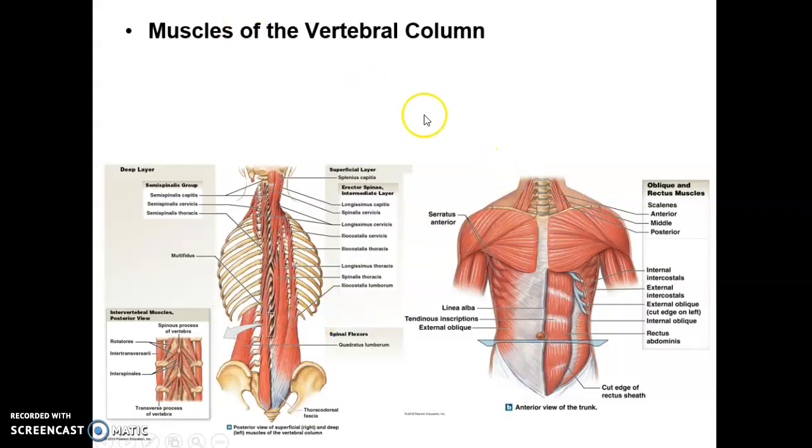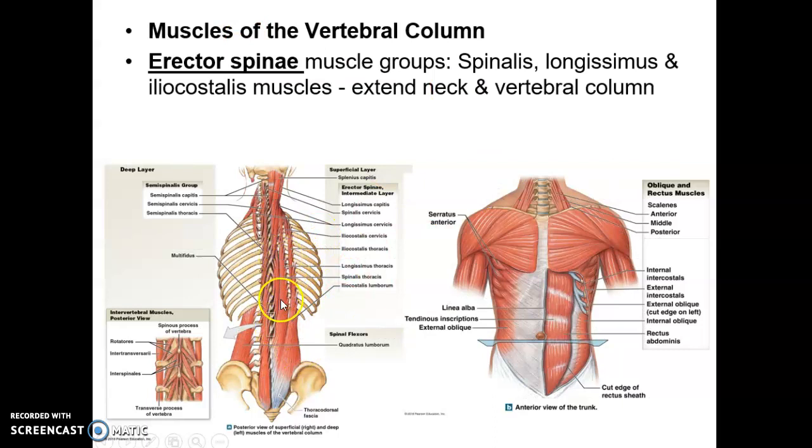Muscles of the vertebral column, there's a lot of them. There's 3 of them that are traditionally grouped together as the erector spinae. It includes the spinalis, longissimus, and the iliocostalis muscles that you'll see here. But the 3 of them, we're just going to call them the erector spinae, and they extend the neck, just like the upper portion of the trapezius, and also the vertebral column. Like if you're really leaning back to look up on your roof or something.